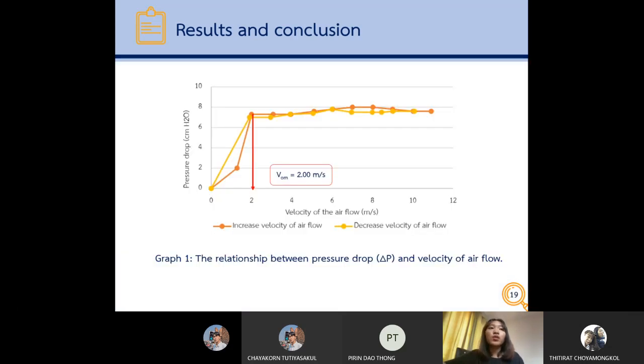Graph 1 shows the relationship of pressure drop and velocity of airflow. At first, the pressure drop immediately increased until the particles began to move at the minimum velocity. After that, the pressure drop became constant because the air velocity does not affect the pressure drop. Likewise, when reducing the air velocity continuously, the pressure drop decreased steadily.